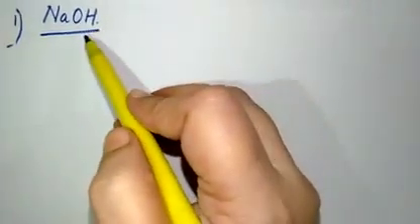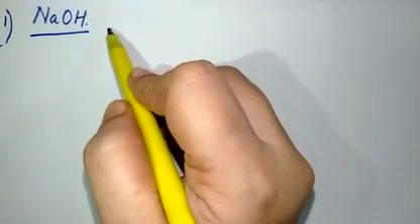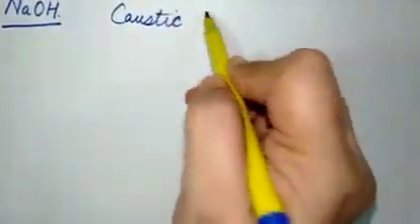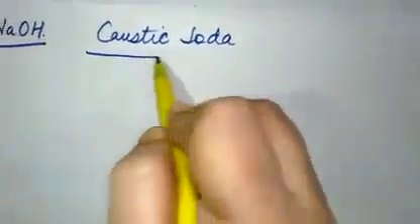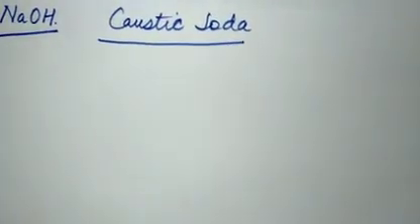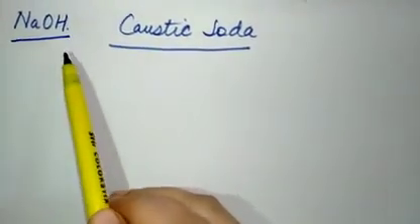We are more interested in the chemicals which are made from sodium chloride, and the first one is NaOH. This is the first chemical which we are going to study today. Sodium hydroxide is a chemical name, and the common name is caustic soda. Caustic soda is the common name. You should know about the common name and the chemical names. Caustic soda is the common name, and chemical name is sodium hydroxide.